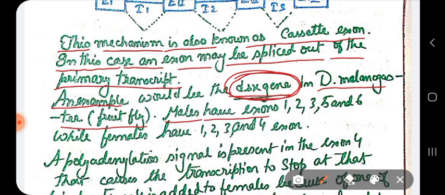Normally, males have exon 1, 2, 3, 5, and 6. Exon number 4 is missing within the male DSX gene, while females have exons 1, 2, 3, 4 for that DSX gene. Exons 5 and 6 are missing in females, whereas in males, exon number 4 is missing. That means exon number 4 in males has been skipped out, whereas in females, exon numbers 5 and 6 have been skipped out.